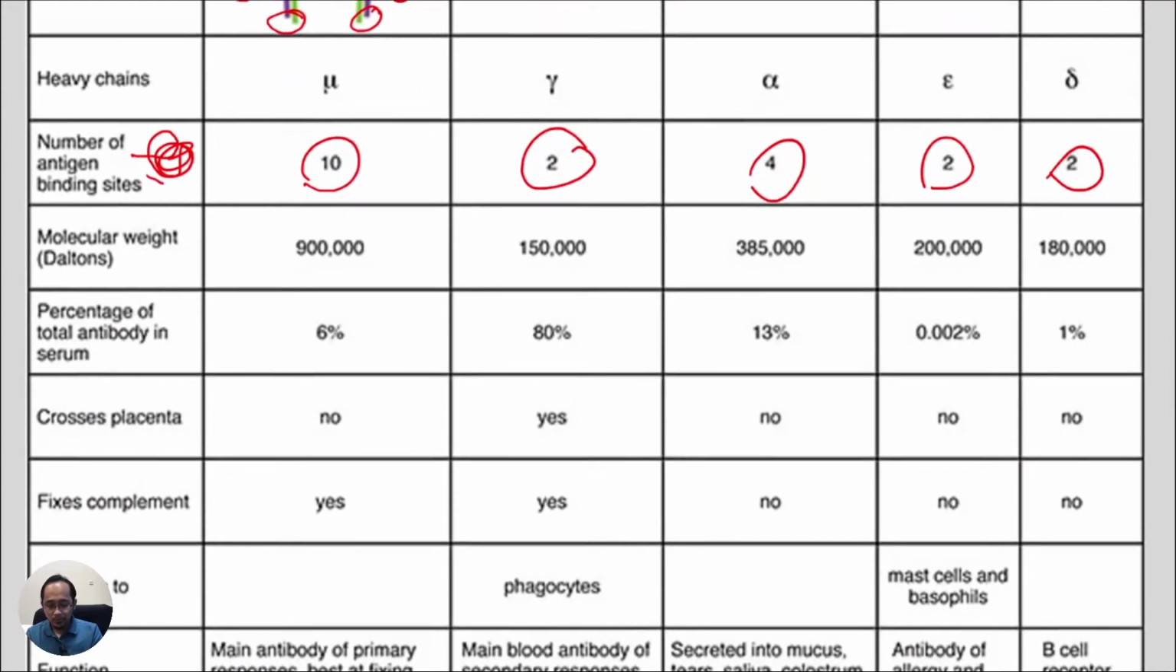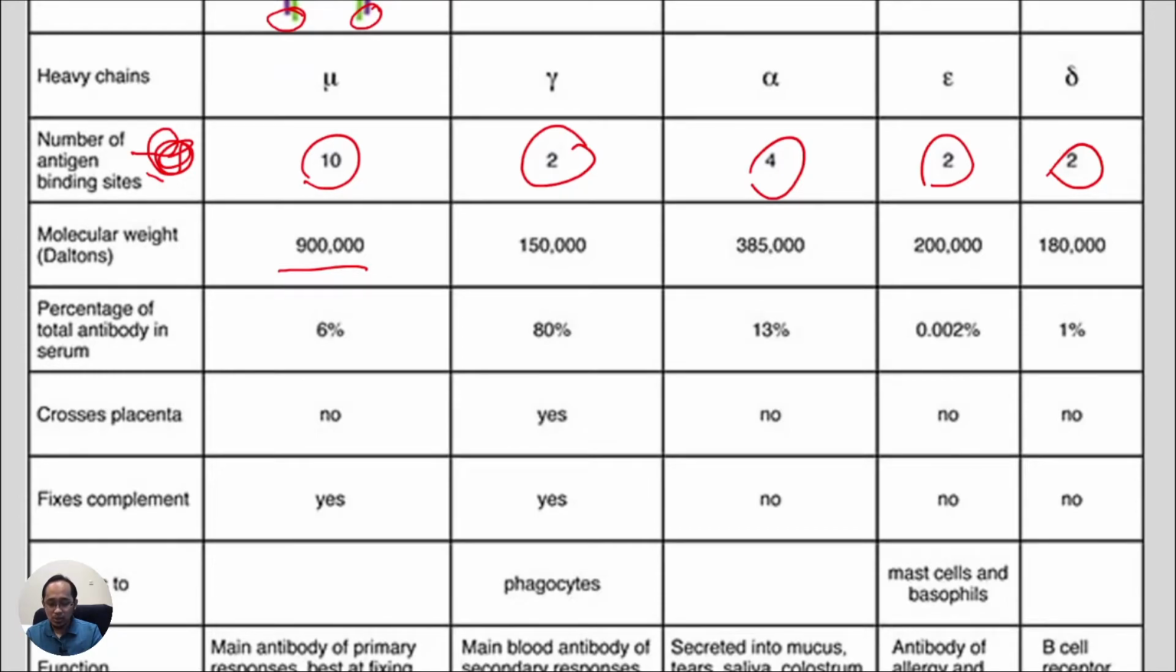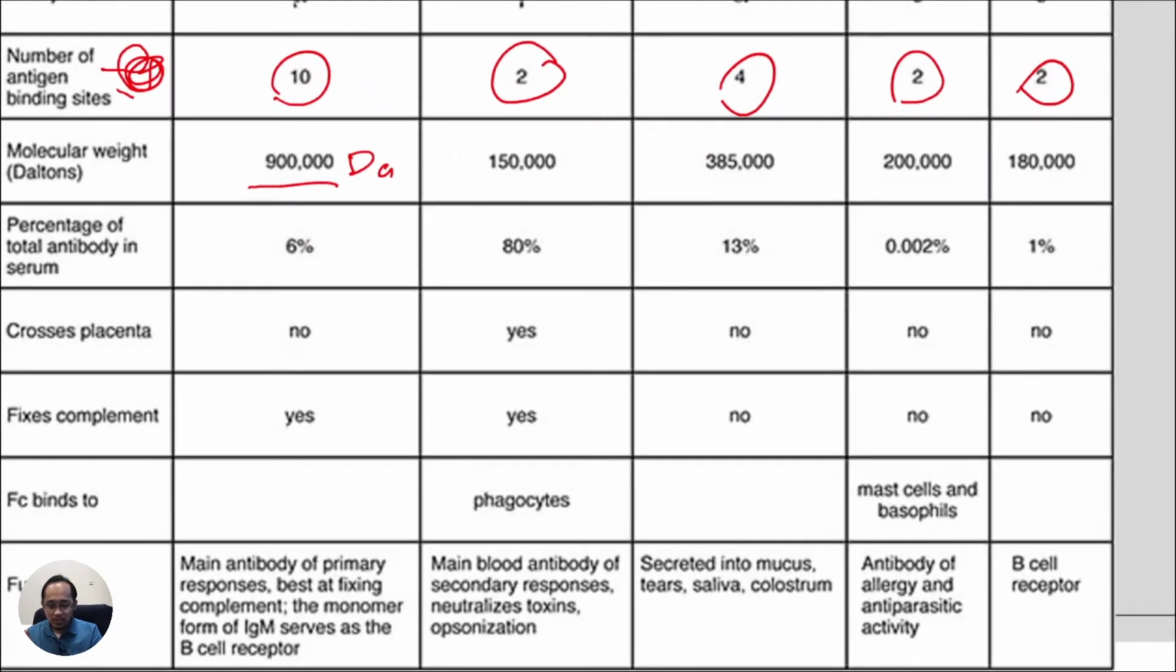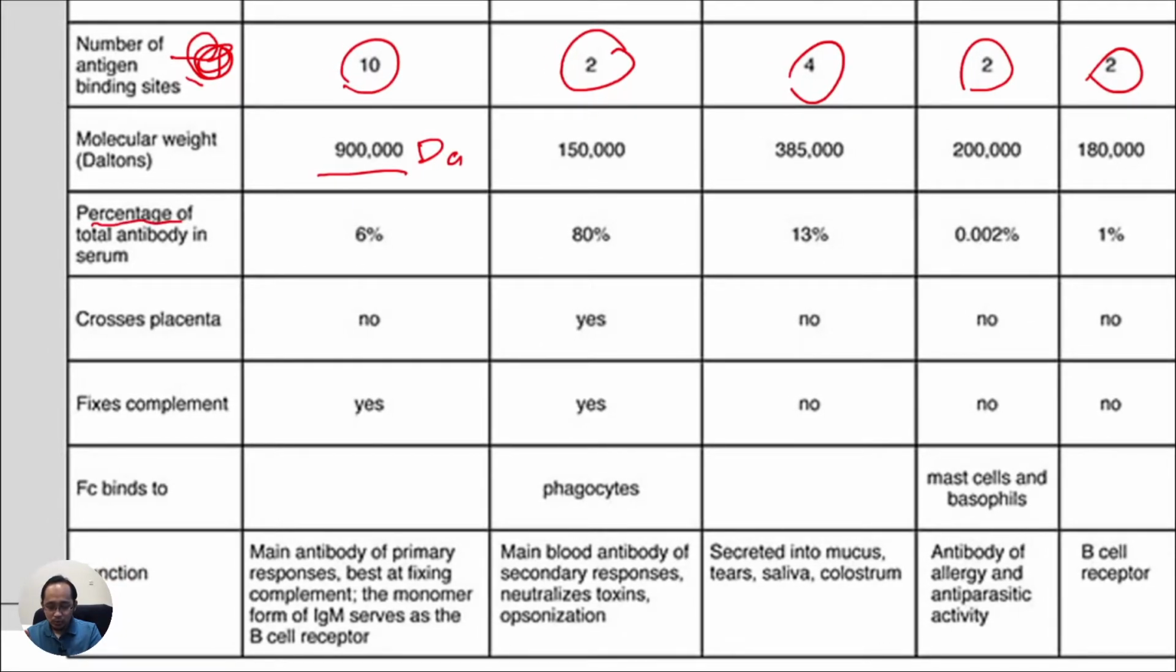You can look at the weight of each antibody. So 900,000 Dalton for IgM, around 150,000 for IgG, IgA is around 400,000, 200,000, and so on and so forth. You can read through all of these. The most important thing is that you can see the percentage of total antibodies in the serum. Serum means that it's in the blood. In the blood, the most abundant is IgG. So that's why we normally call IgG a systemic antibody. And if you are able to produce this IgG using your vaccines, for example, you will have a higher chance of producing protection against the foreign object of interest.